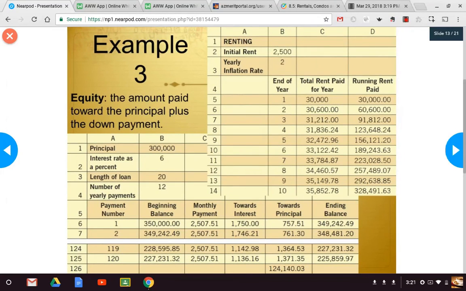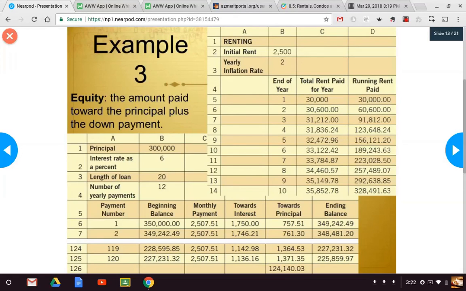First thing to notice, the spreadsheet in the top right corner is our renting spreadsheet, and the bottom spreadsheet is our buying spreadsheet. Notice the renting spreadsheet goes year to year. We can see that in the first year of the apartment, he's going to pay $30,000, since we take our rent, $2,500, multiply it by 12 months, and that totals $30,000 for that full year.